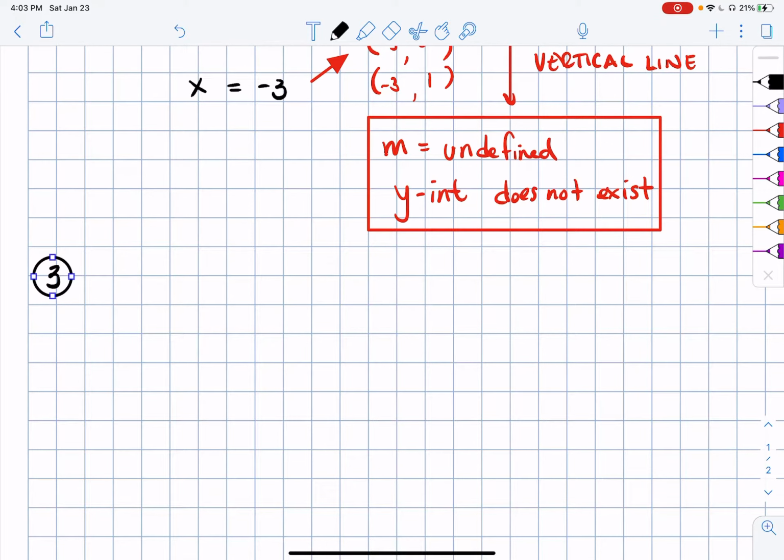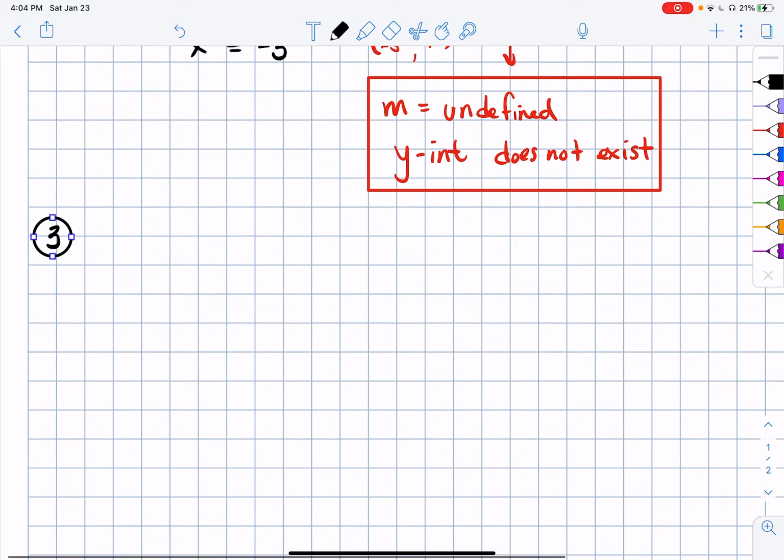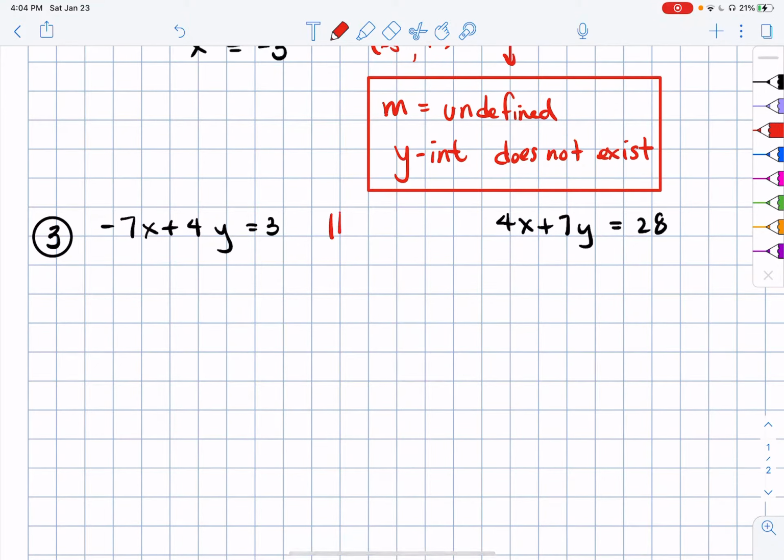All right, number 3. What's it asking for? Is it parallel, perpendicular, or neither? I got negative 7x plus 4y is equal to 3. And I also have 4x plus 7y equals 28. So the question is, is it parallel, perpendicular, or neither? This is all based on slope.